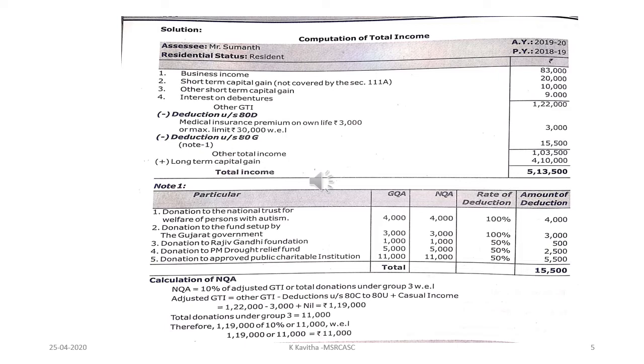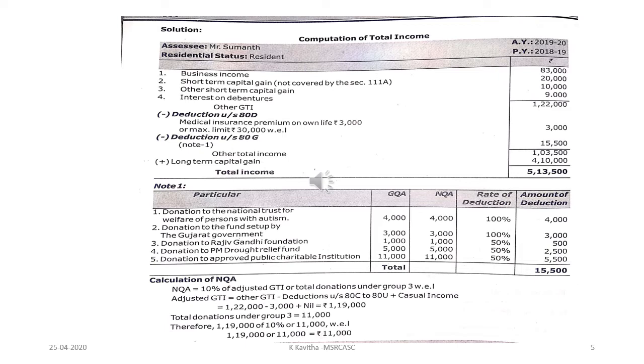Or if you have any LTCG, that you have to subtract. If you have casual incomes, that has to be subtracted. So after subtracting all that, the adjusted gross total income stands at 1,19,000. So 10% of 1,19,000 is 11,900 or rupees 11,000, whichever is less. So obviously the less amount is 11,000. So that becomes your net qualifying amount.